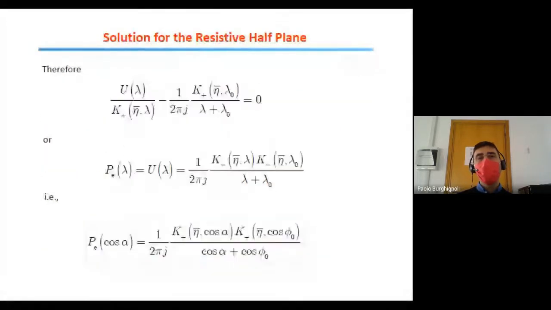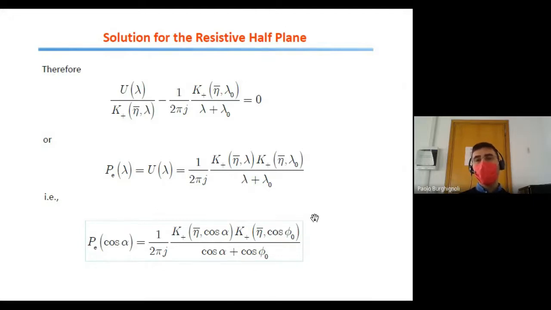If you do that, the upper function becomes proportional to k plus evaluated at lambda plus, times k plus evaluated at lambda 0, which is a constant, divided by lambda plus lambda 0. Or in terms of alpha, the spectral angle, you have the expression here below in the box. So the problem is in principle solved. So we know the spectrum of the electric field when the boundary condition is that of a resistive sheet.